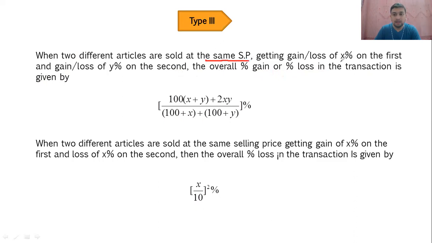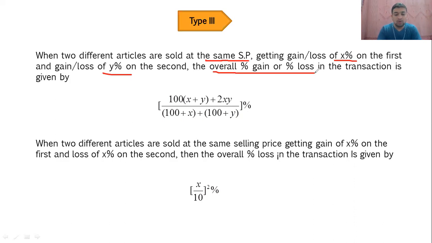On the first article there is a gain or loss of, let's say, X percentage. On the second there is a loss or gain of Y percentage. We have to find the overall percentage gain or loss in the transaction. If such a problem comes, the basic method is to take the selling price. If the selling price of the first article is given, and the gain or loss is X percentage, you can calculate the cost price from this.